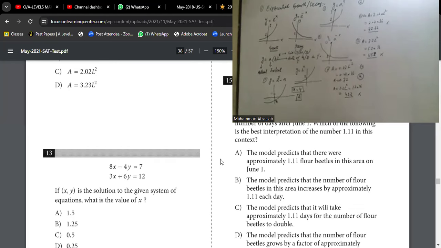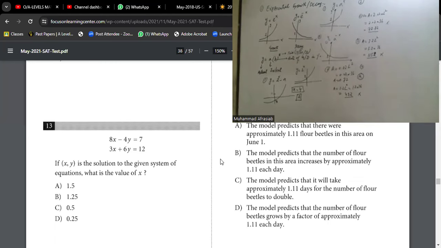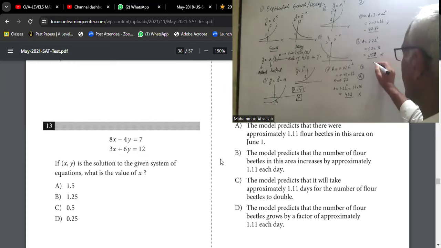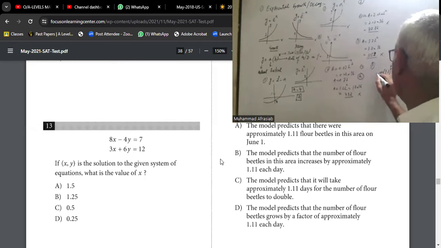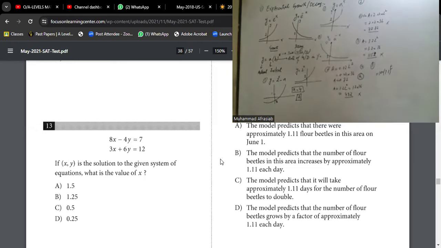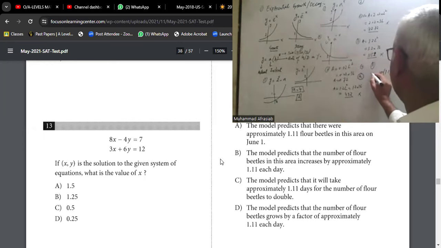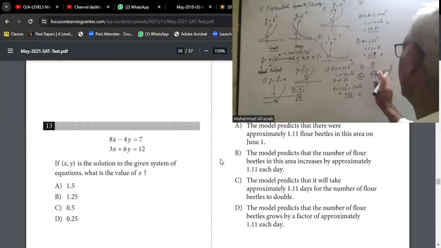Question number 15, which is for our exercise, it is question number 3. B of t is equal to 100 into 1.1 power t. This is the graph shown there for this.